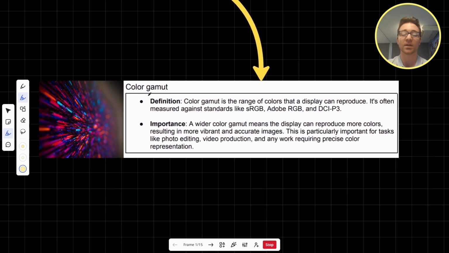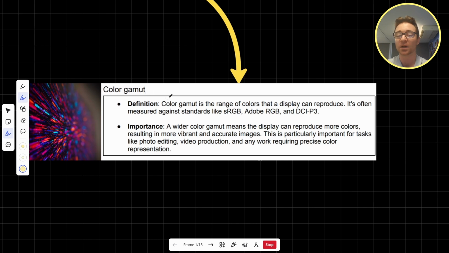And the final one is color gamut. I don't know if I'm saying that right. I say gamut. I'm sure it's not gamut. I'm going to go with gamut.